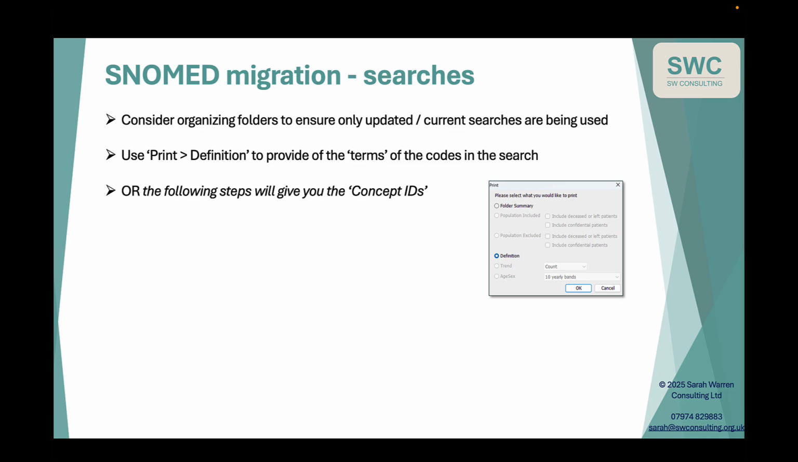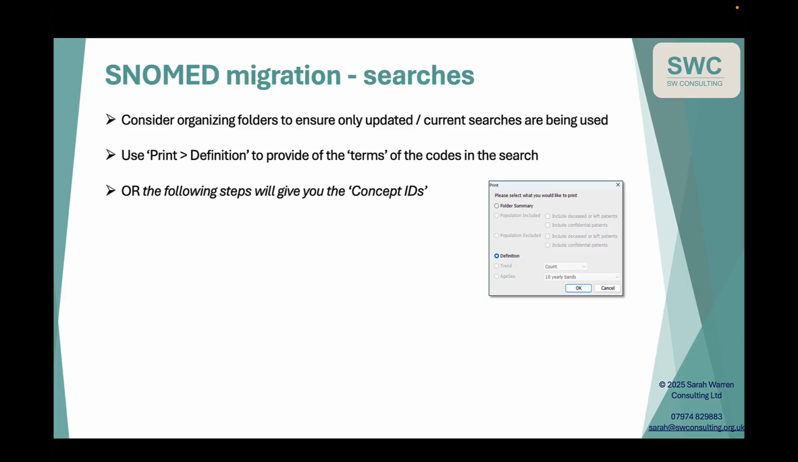So it's worthwhile considering organising your folders, thinking about which searches you want to keep, which searches actually you're not going to worry about updating. And the ones you want to keep, you obviously need to then spend time updating them. So you want to really curate that list and make sure you're only updating the ones that you need to update. For updating searches, you can get the terms of the codes in the search by just printing the definition. So that's going to print on the ribbon, and then you can see there that little screenshot is if you choose definition, okay, it will then give you a printout of the code terms used in the search.